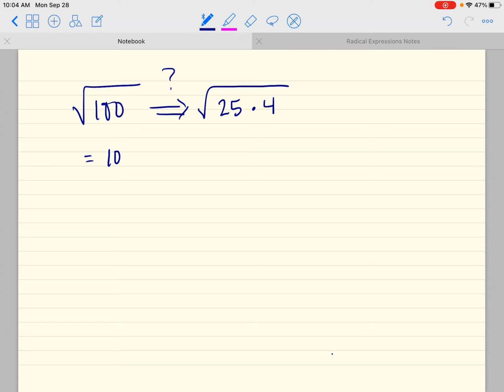Let's go back to our square root of 50, for example. If we use a factor tree to break this down, 2 goes into 50 25 times, and then 25 becomes 5 times 5. Once we have our number broken down using a factor tree, what we're going to try to identify are pairs of numbers.